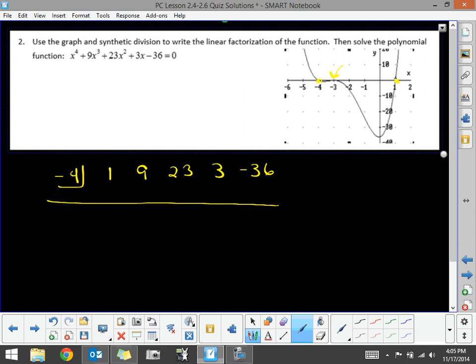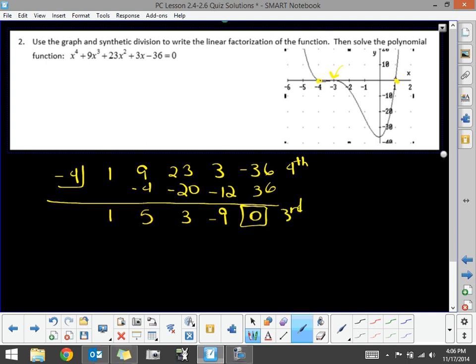So I'm going to bring down the 1, -4 times 1 is -4, -4 and 9 is 5. That's a -20, add them together, it's a 3. That's a -12, added together gives us a -9, and that's a 36, add together gives you a 0. So with the remainder of 0, I do know that it is a zero. The graph was very telling. So it started off as a 4th, and now it's a 3rd-degree polynomial.